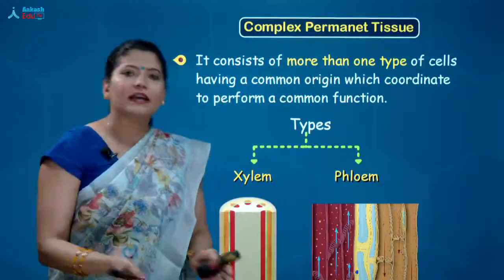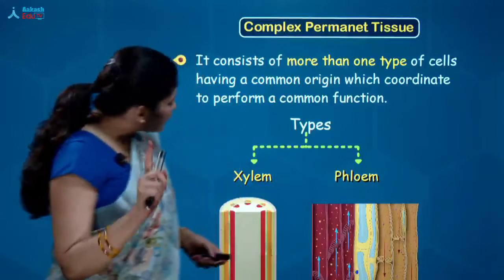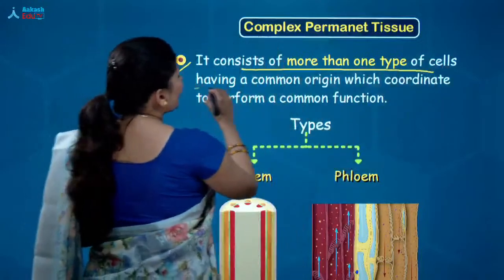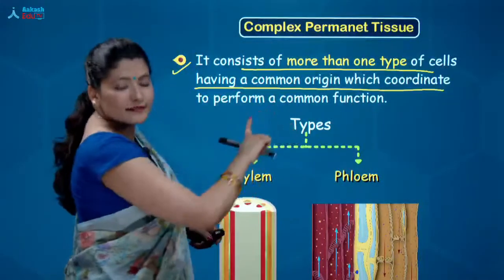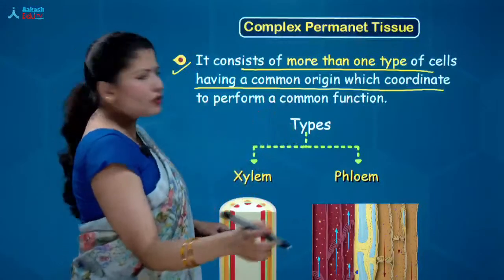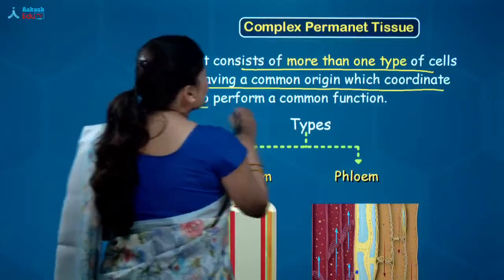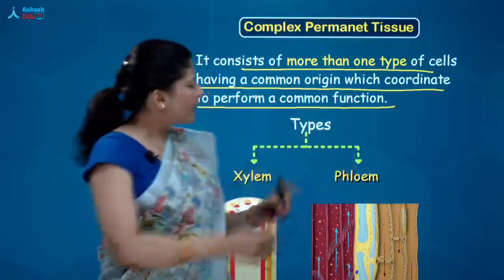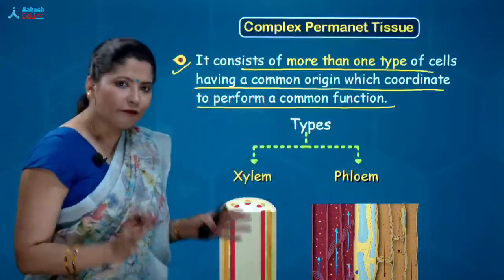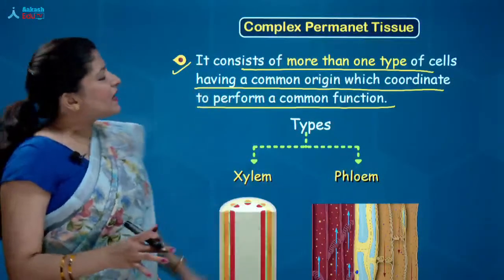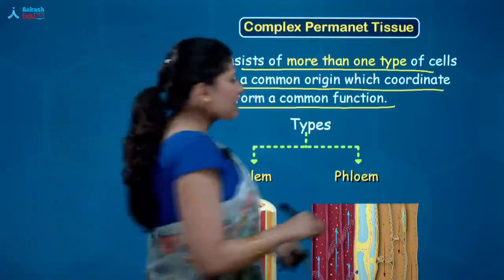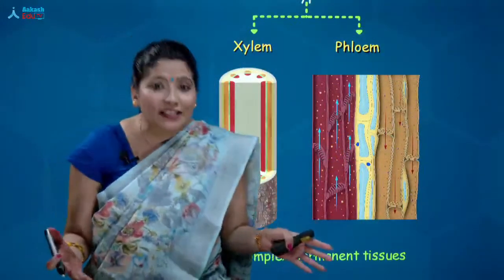So all the cells are not similar. It consists of more than one type of cells having a common origin. Yes, they must have the same origin, which coordinate to perform a common function. Different cells coordinate with each other and perform a common function. These complex permanent tissues are of two types, xylem and phloem, and combinedly we call them vascular tissues.